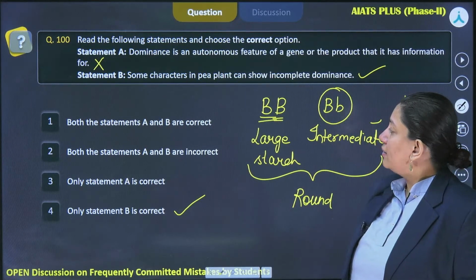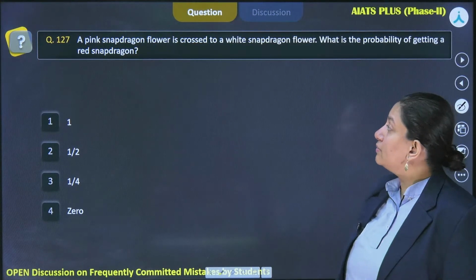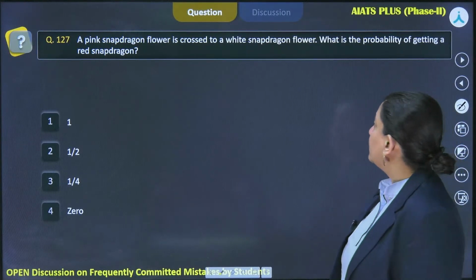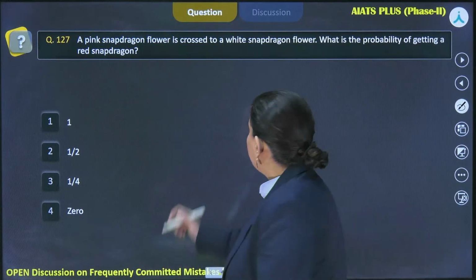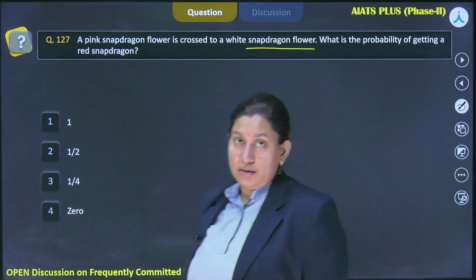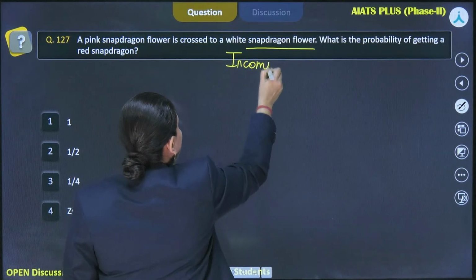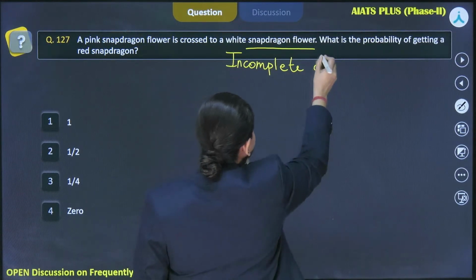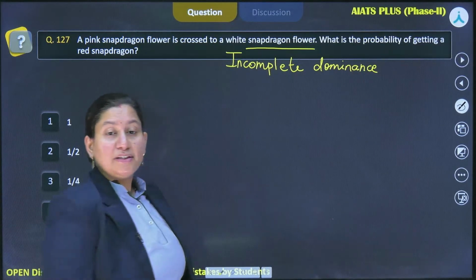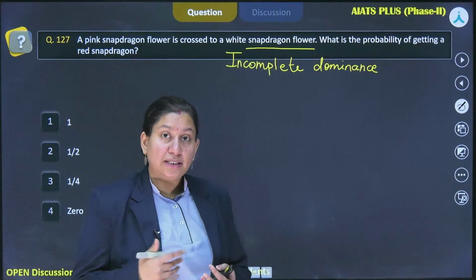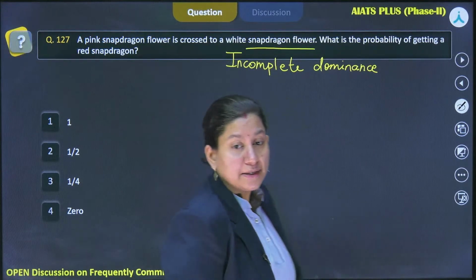Okay, moving ahead, we have another question, question number 127, which talks about a pink snapdragon flower crossed to a white snapdragon flower. What's the probability of getting a red snapdragon, right? So when we talk about the snapdragon flower color, it basically exhibits incomplete dominance. Right? So in incomplete dominance, what happens is that the dominant allele is not capable of expressing itself completely in case of heterozygous condition, right?